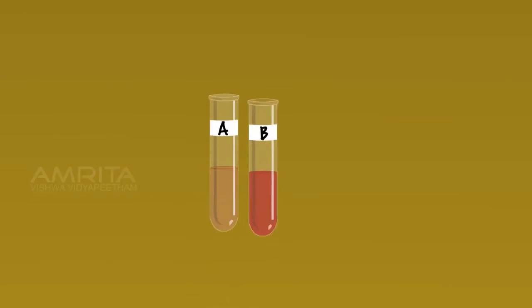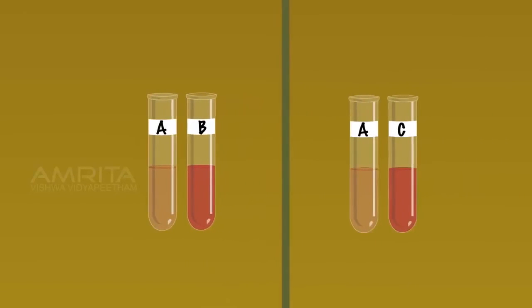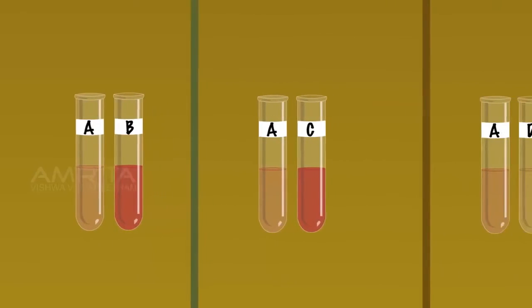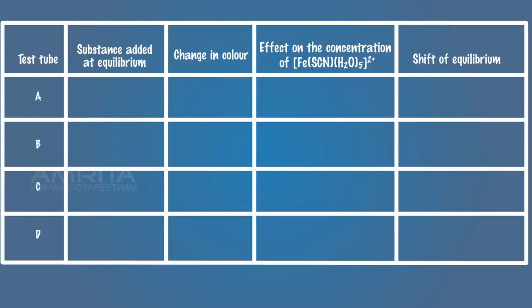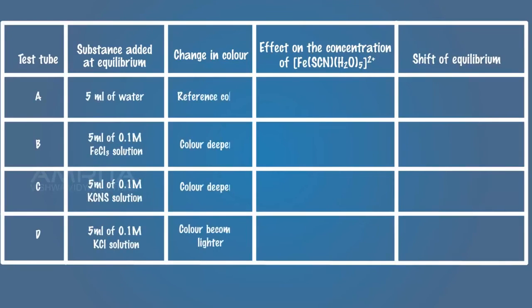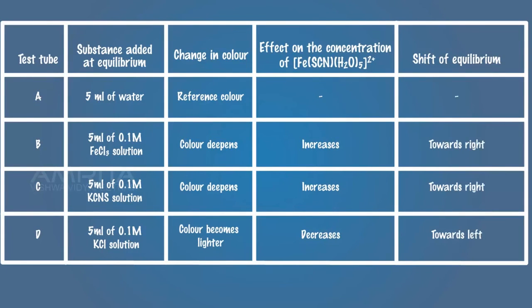Now compare the intensity of colors in test tubes B, C and D with the red color in test tube A taken as the reference color. Record the observations in a tabular column. The equilibrium between Fe3+ ions and CNS- ions is directly proportional to the concentration of the reactants.